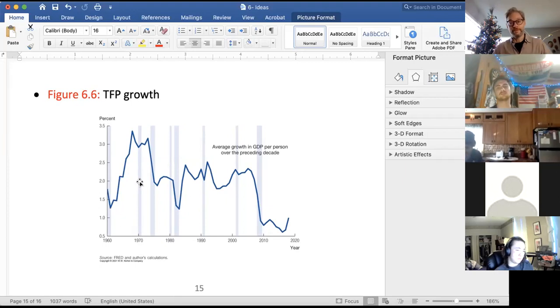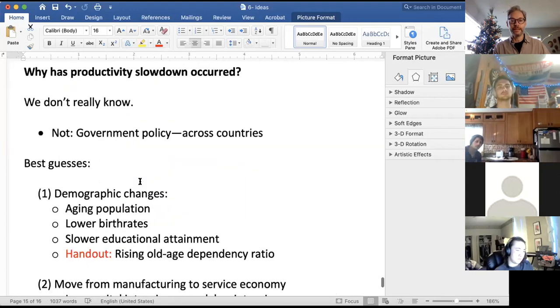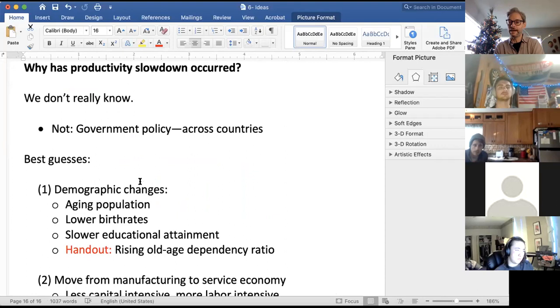Why is that interesting to us? Well, it's obvious why it's interesting to us, but it's also frustrating to us. And the reason why it's frustrating is because we don't really understand why productivity has gone up during certain periods or why it's gone down, right? Economists don't understand why productivity growth has been lower the last 20 years.